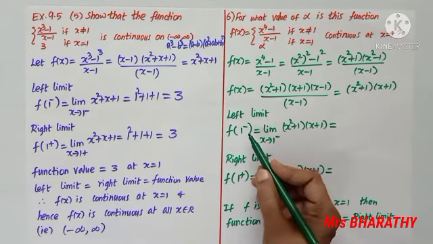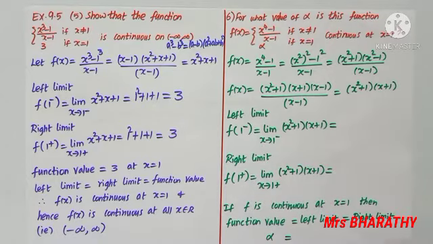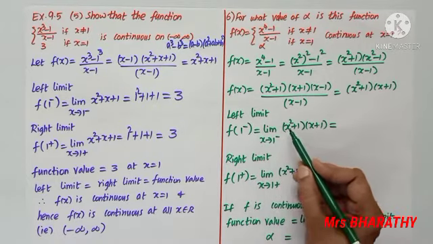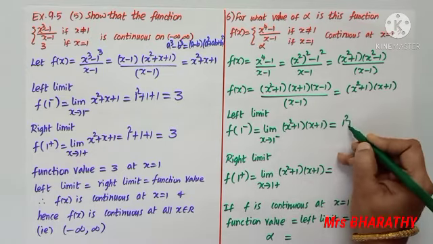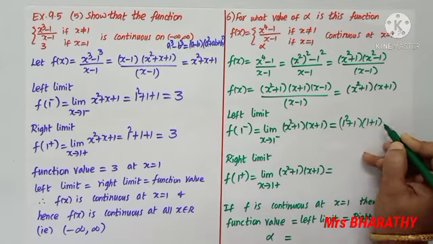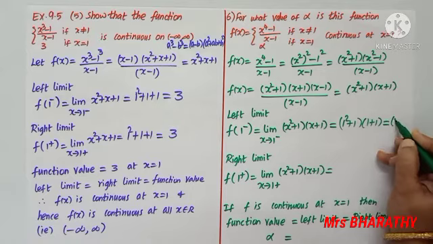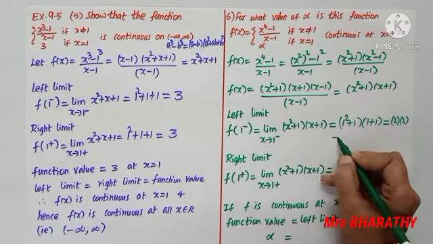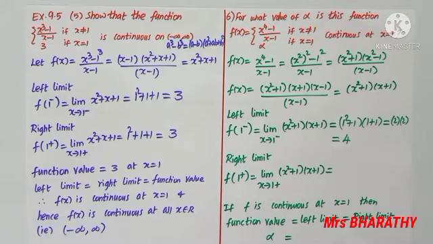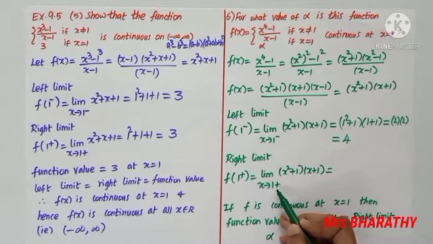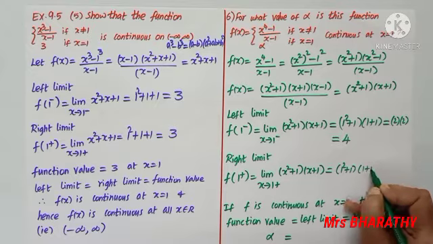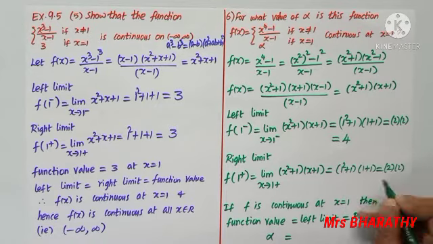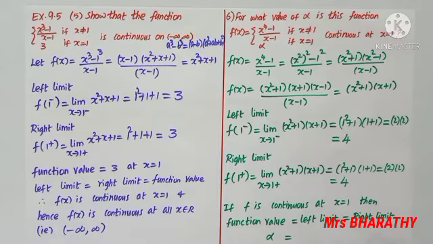As I substitute, left limit, limit x tends to 1 minus of (x square plus 1) into (x plus 1). As we put 1, we get (1 square plus 1) into (1 plus 1). That is 2 into 2, which is 4. So the left limit answer we arrive at is 4. Checking the right limit, again we put 1 plus. So wherever x comes, if I put 1, it is (1 square plus 1) into (1 plus 1), which is 2 into 2, and that also reduces to 4.